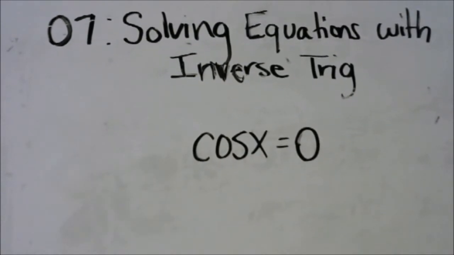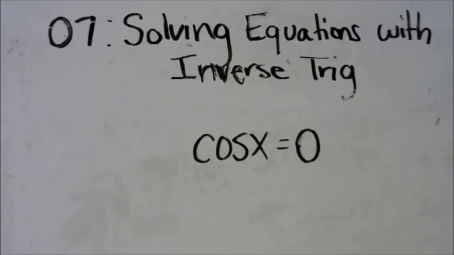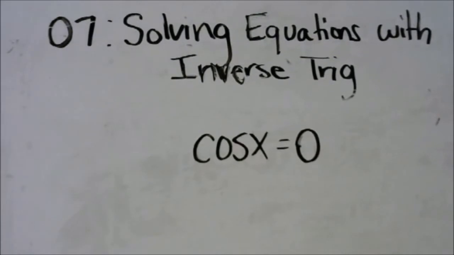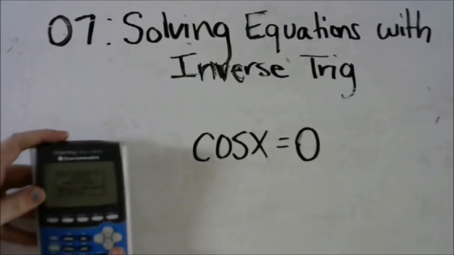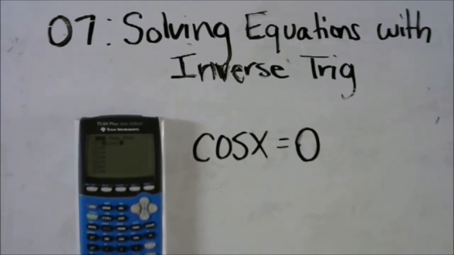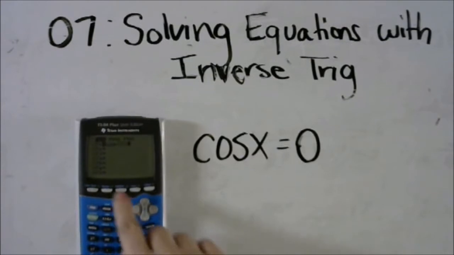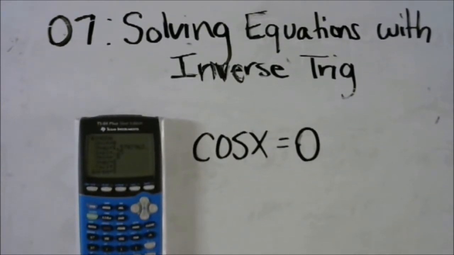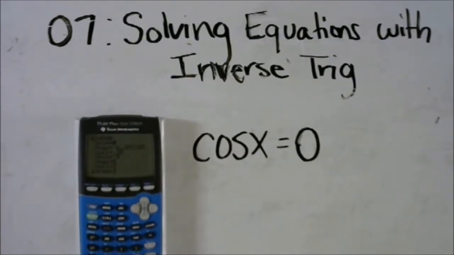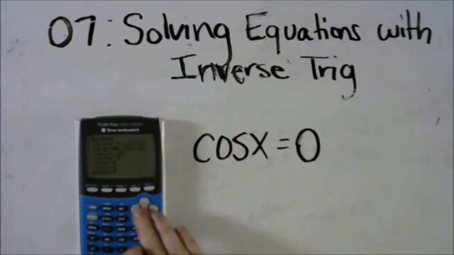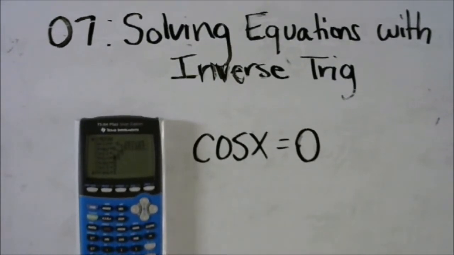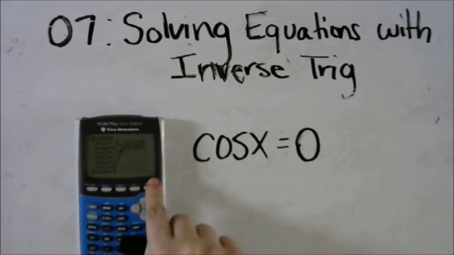Now we're going to solve this two ways. We're going to solve it graphically and we're going to solve it algebraically. So let's go ahead and graph cosine x. And just check our window settings. Let's graph it from negative 2 pi to positive 2 pi. And we know the range of cosine is negative 1 to 1. And since I like to see the whole picture, let's graph it from negative 2 to 2.